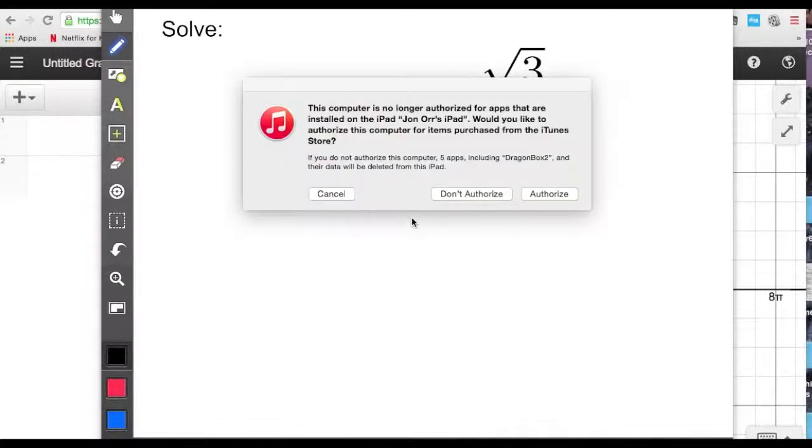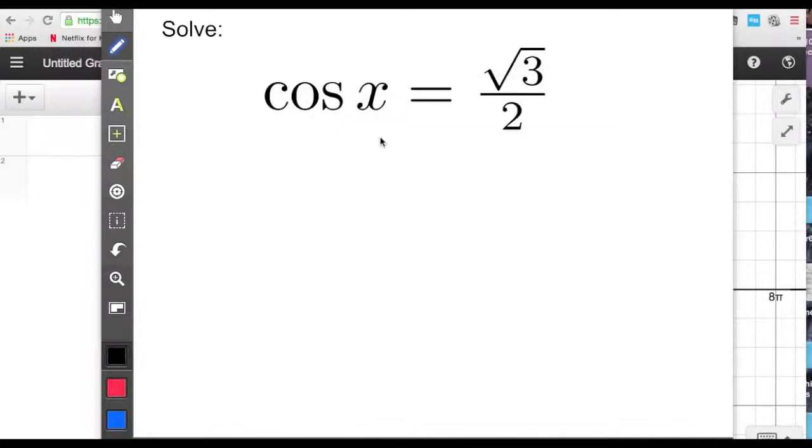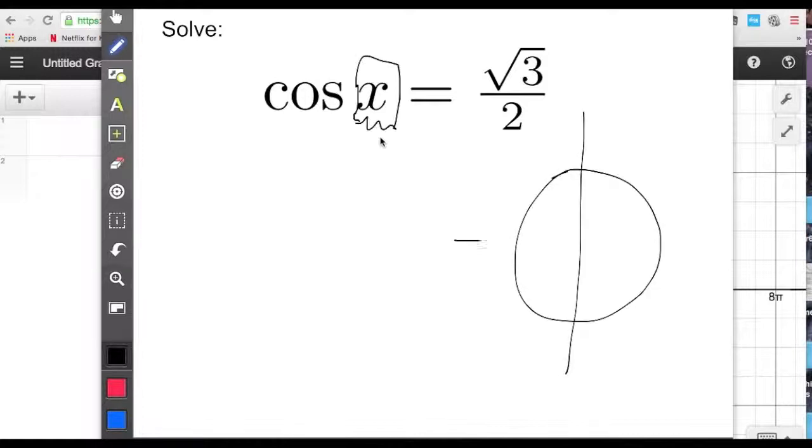Solving this, right off the bat, root 3 over 2 is special to us. Root 3 over 2 is one of our exact values. So this is saying, what exact angle can I put in there for x that gives me the exact value of root 3 over 2? As soon as I see that root 3 over 2, I start thinking about this diagram right here, this circle. Remembering parts of this circle, cosine is the x coordinate, the x value, the horizontal distance on this diagram.